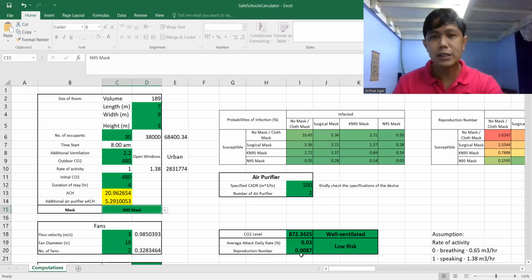So those are the list of interventions that you can employ in ensuring that your classrooms will be safe.